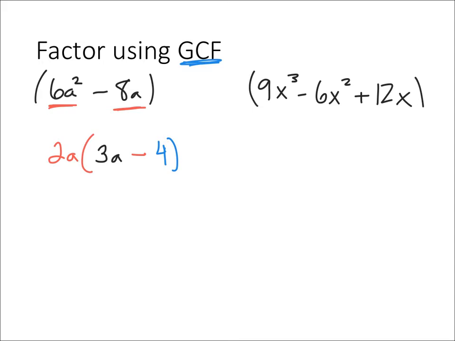Now we can do that same thing with the next example. So we find the greatest common factor between those three terms. We have 9, 6, and 12, so the greatest common factor there is 3. And then we look at the variables, so x to the third, x to the second, x. They all share an x, so my greatest common factor is 3x. Create my parentheses and then keep the things that are left over. And so that gives me 3x squared minus 2x and then plus 4.